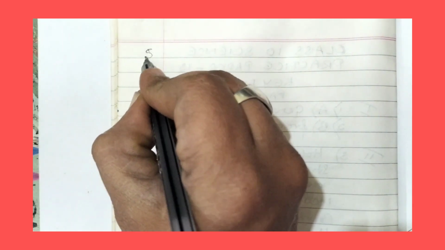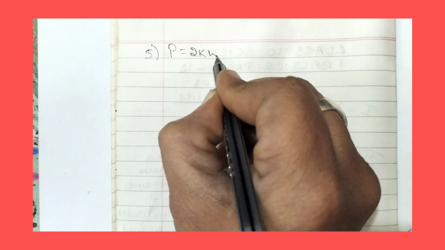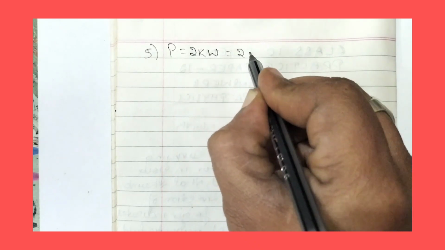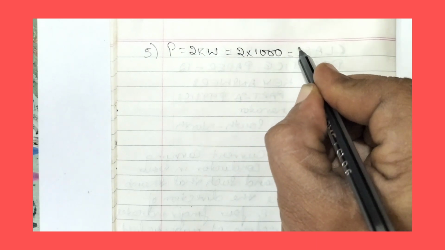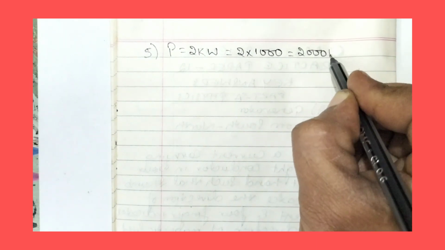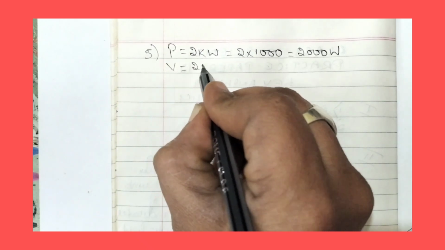So let us solve the fifth question. Power they have given is 2 kilowatt, which is equal to 2 into, for 1 kilowatt 1000 watt, so 2 into 1000 which is equal to 2000 watt. Then voltage given, V is equal to 220 volts.